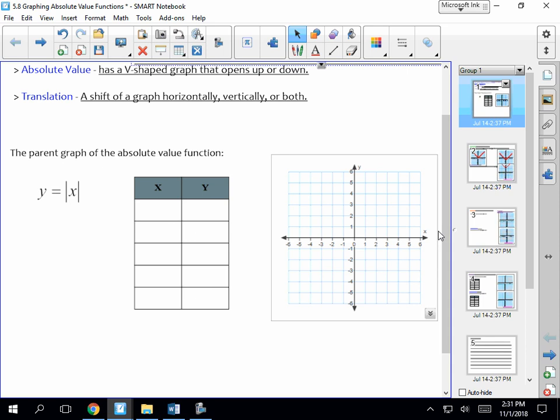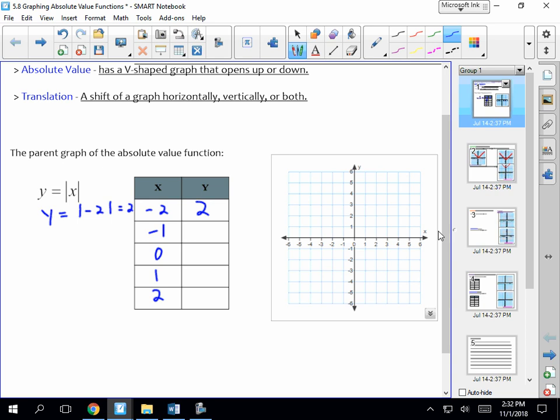But we could take this graph. We're going to put in as inputs for this one -2, -1, 0, 1, and 2. And then we're going to evaluate it. So first one would be y equals absolute value of -2. And what does that equal? That's +2. Second one would be y equals absolute value of -1, which is 1. And then it's y equals absolute value of 0, which is 0.